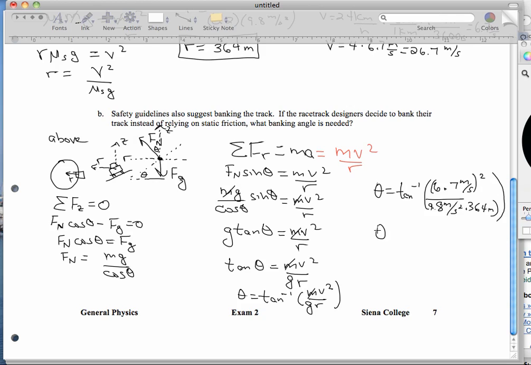So I calculate my theta to be 0.72 degrees. So that's going to be the angle that I need to bank at if I use the 6.7 meters per second for a velocity. If you decide to use instead for velocity the 26.7, so if v equals 26.7 meters per second, so that means you're accounting for the fact that you need a 4 times bigger speed design in order to be safe, then my theta would be 11.3 degrees.